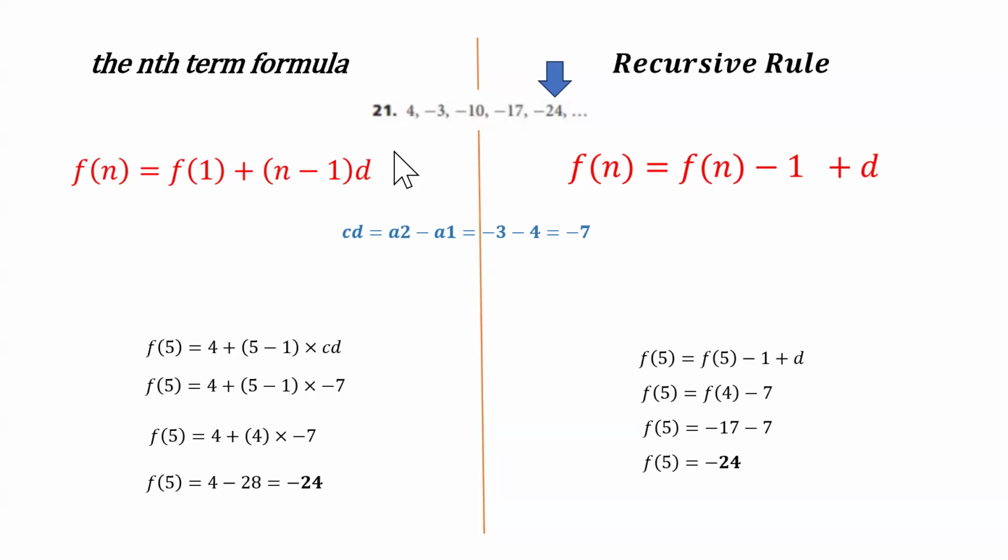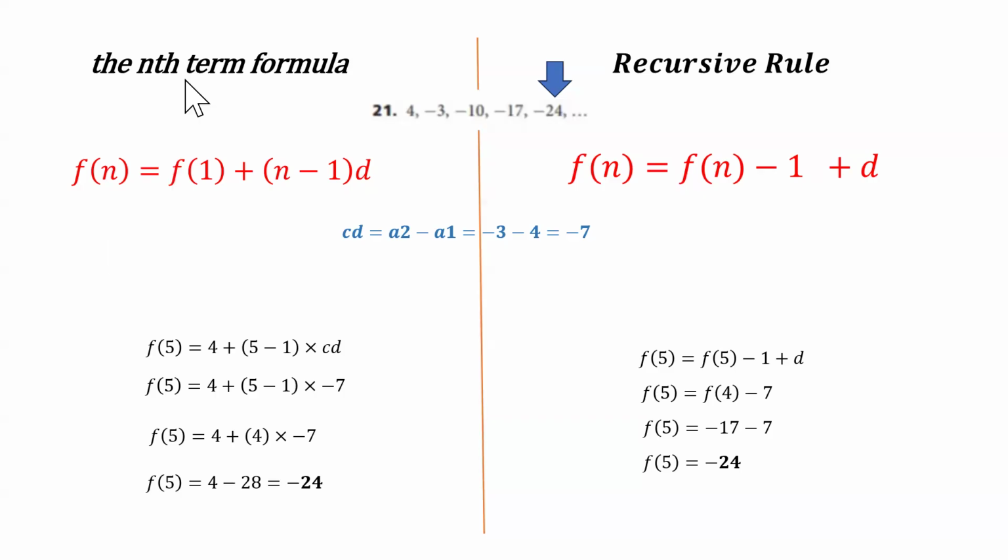The common difference between these terms is the same for this formula and this formula, and it is the same law, which is common difference is a2 minus a1, always the second term minus the first term. The second term here, as you see, is minus 3 minus the first term 4, which is minus 7. Now you can use minus 7 in both formulas. You can use it in this d and in this d. So the common difference is the same, and it is a constant value. It never changes. It is the same between all terms.